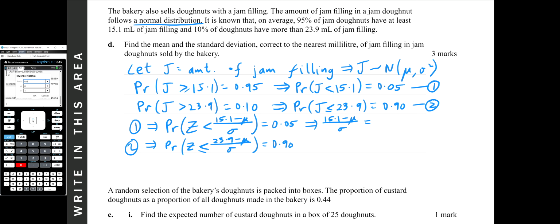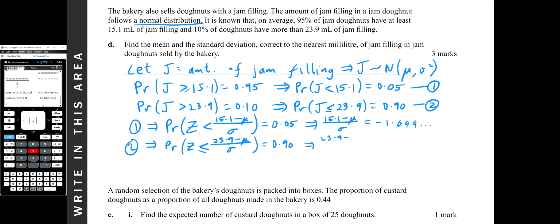You just need to type in 0.05. Because we're looking at Z, 0 and 1 are the default settings, and we're going to use that. That's equal to negative 1.644 dot dot dot.